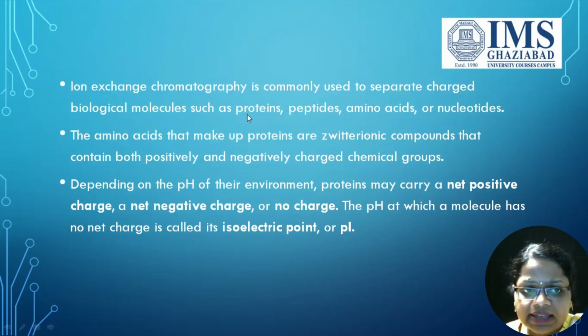So basically this ion exchange chromatography is used for the separation of charged biological molecules, which can be proteins, peptides, amino acids or nucleotides. Now as we know, amino acids make up the proteins and they are zwitterions, means they have both positively and negatively charged groups. Depending upon the pH of the environment, the protein may carry a net positive or a net negative charge or no charge. The pH at which a molecule has no charge is known as its isoelectric point, or its pI.